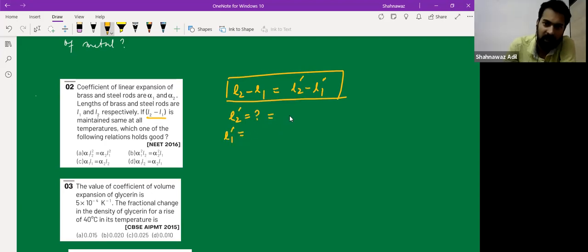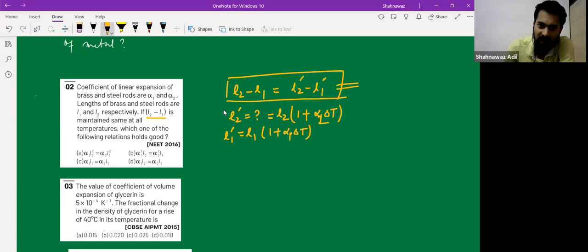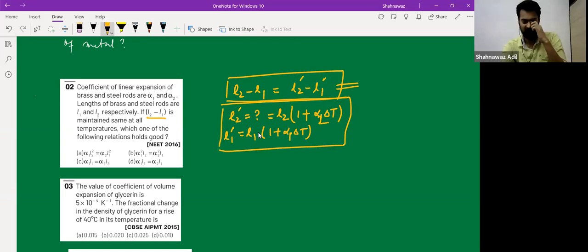You use L2 prime and L1 prime, right? L2 prime is L2 times (1 plus alpha 2 delta T), the linear expansion, right? And this is L1 times (1 plus alpha 1 delta T). Okay, so this is 2 and this is 1. So use this and tell me what will be the answer. Guys, please do that.